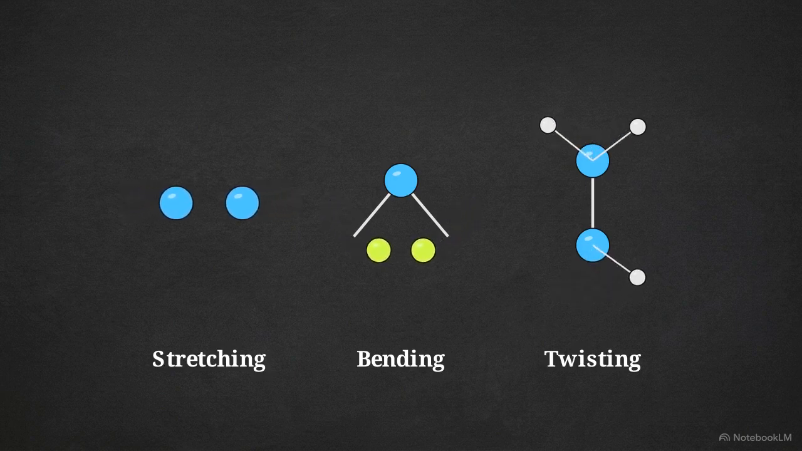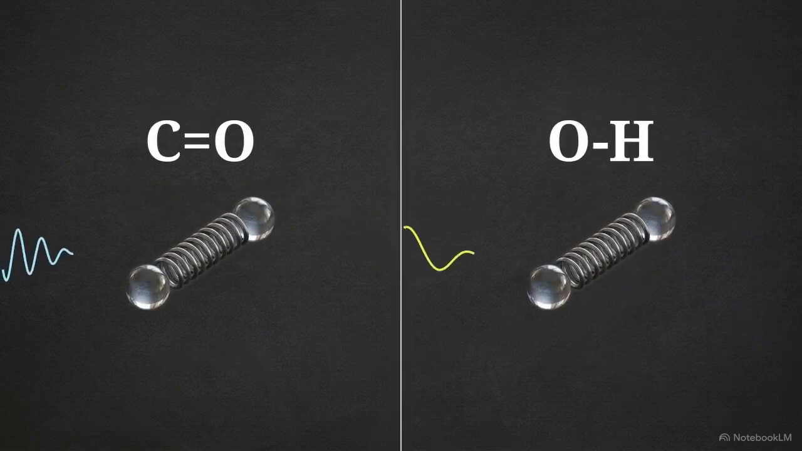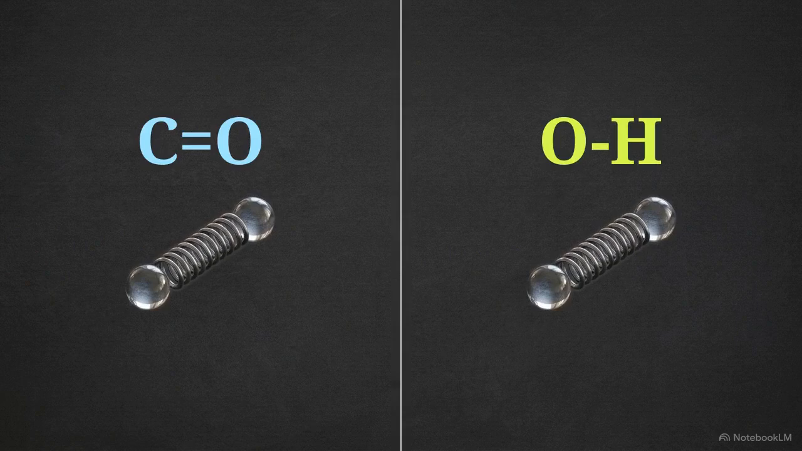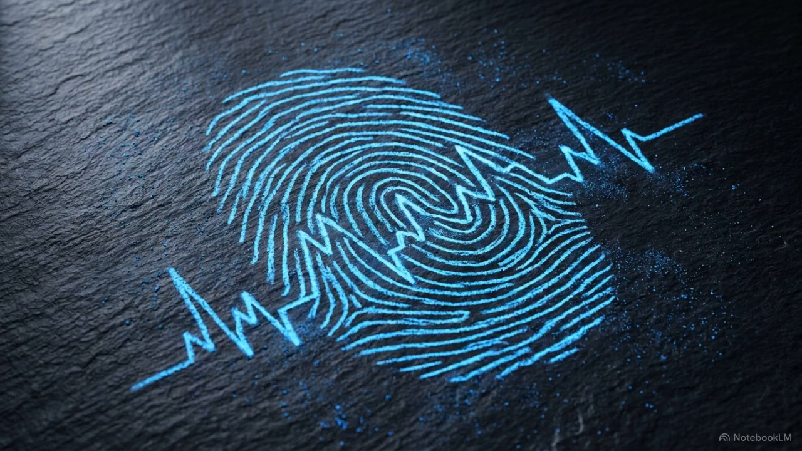based on their structure. Because different functional groups, like a carbon-oxygen double bond or an oxygen-hydrogen single bond, absorb different frequencies, measuring that absorption creates a unique, identifiable spectral fingerprint for the compound.